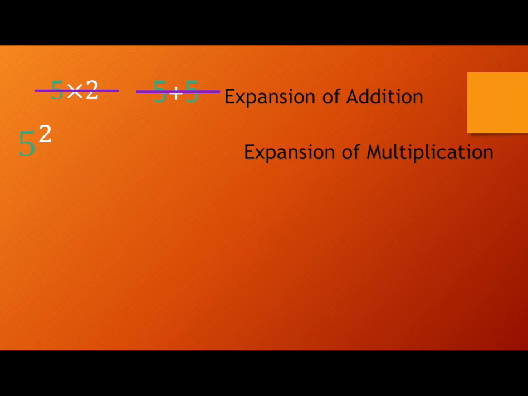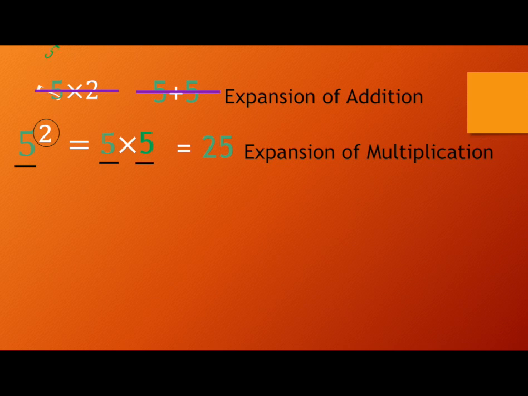This is incorrect, because you can rewrite 5 times 2 in terms of addition, meaning it is an expansion of addition. We can rewrite 5 times 2 to say 5 plus 5, but that's not what we're trying to find. Exponents are an expansion of multiplication, because it is how many times a number is multiplied by itself. So 5 to the second power is 5 times 5, because we multiply 5 by itself 1, 2 times. We get an answer of 25.